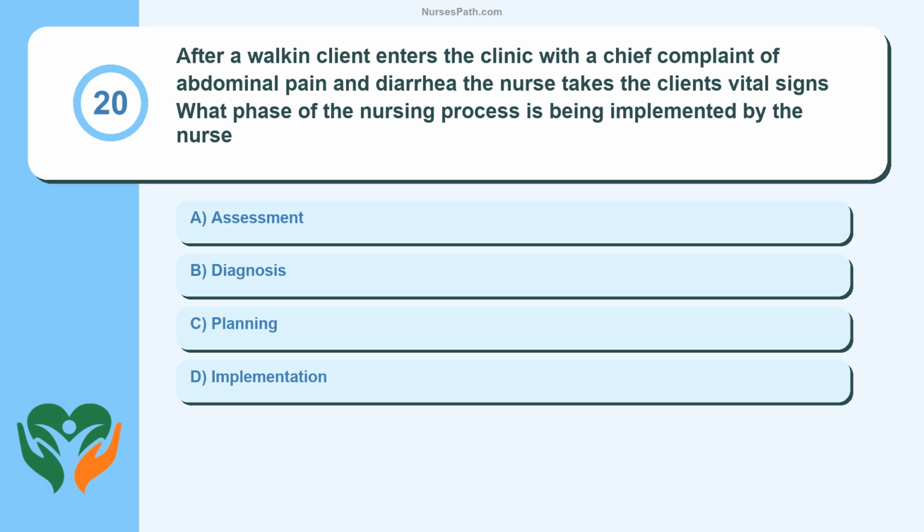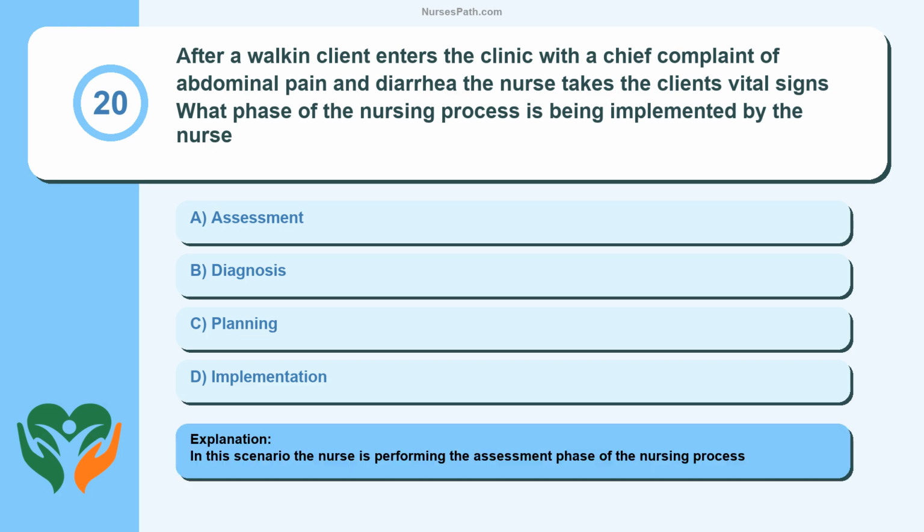Question 20. After a walk-in client enters the clinic with a chief complaint of abdominal pain and diarrhea, the nurse takes the client's vital signs. What phase of the nursing process is being implemented by the nurse? Assessment, diagnosis, planning, implementation. In this scenario, the nurse is performing the assessment phase of the nursing process.